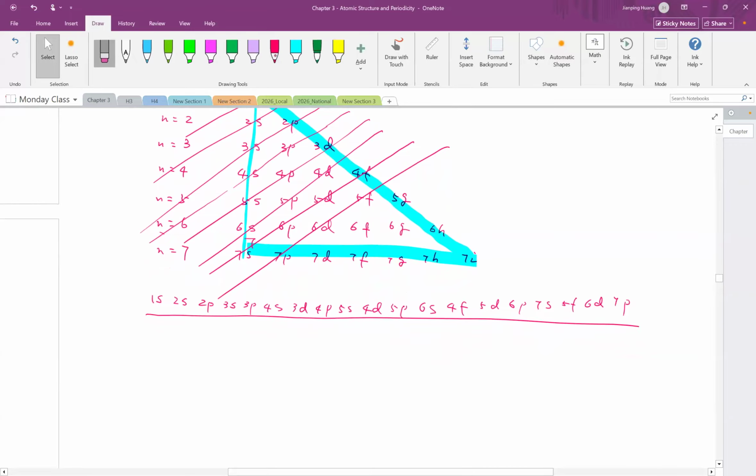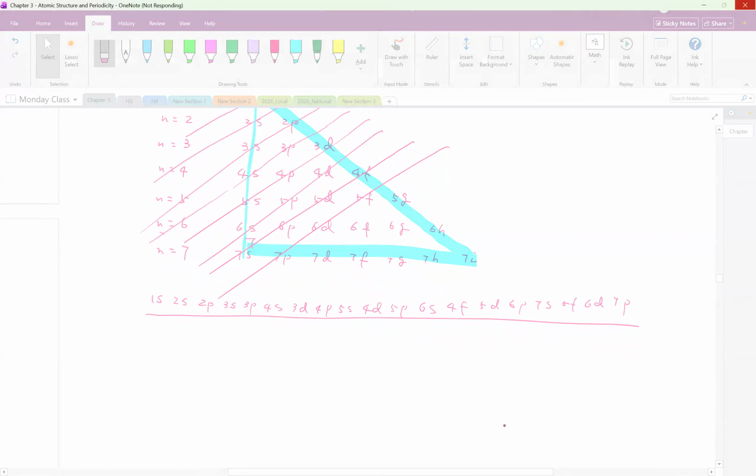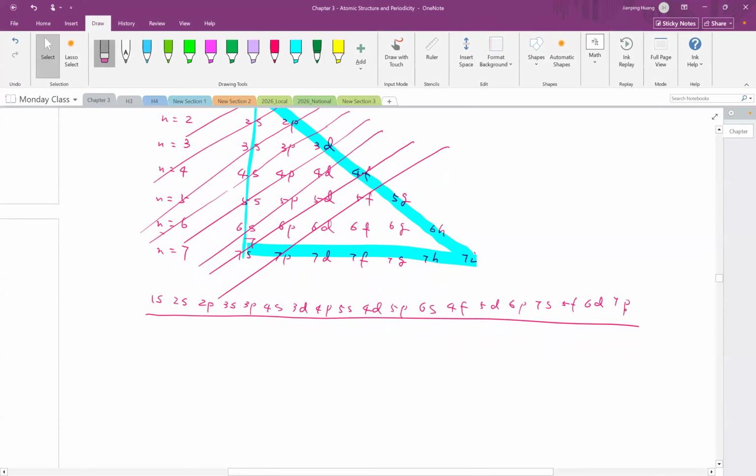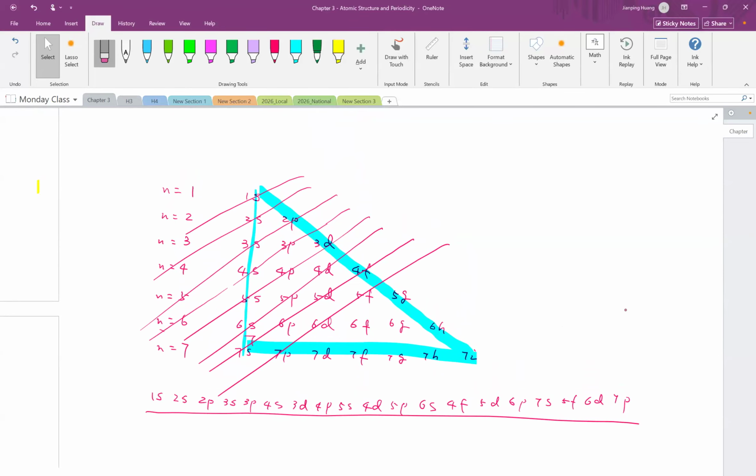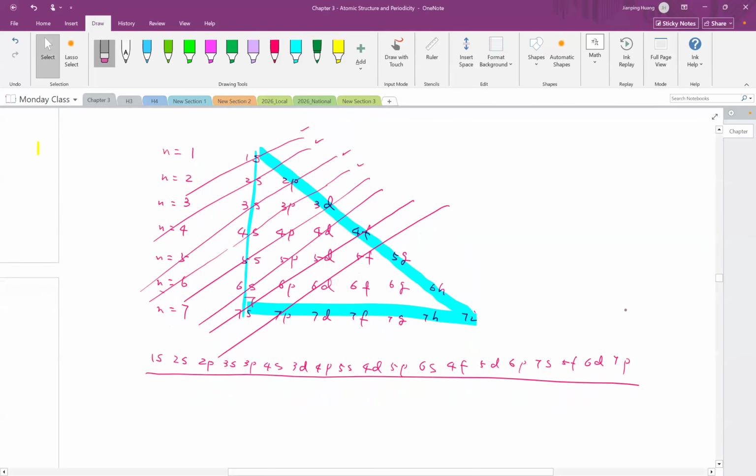Now I'll give you 4 minutes to remember this order. There are two ways to do that. One way is I give it to you, or you can remember it yourself. We are going to use it all the time. You can use 1s, 2s, 2p, 3s, 3p, 4s, that order, or just go directly from here. Go ahead, please.